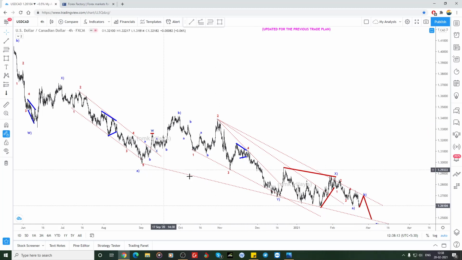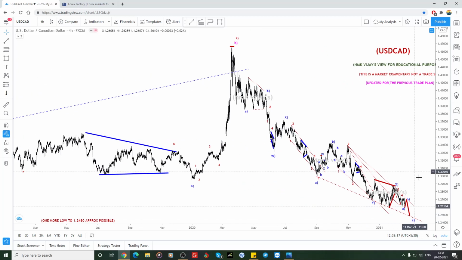So this trend line, so I'm expecting here it has to bounce at 1.25 or 1.2450 or 1.2480 within that zone. So that could be the end of that Z wave. So now this is the real perfect channel, right? This is a wedge formation. Here it's a channel.